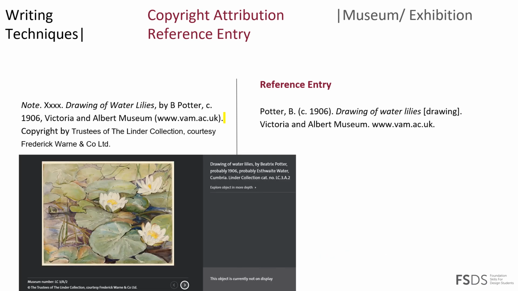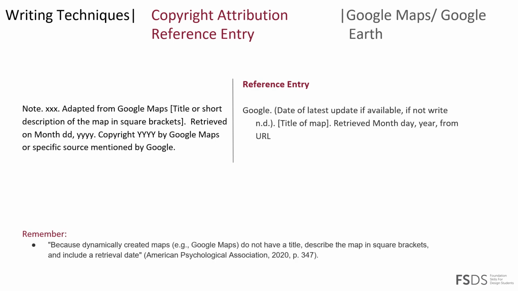Images from Google Maps will need to have a description of the map in square brackets indicating what they are a map of, followed by month, date, and year when they were retrieved. They would look something like this.